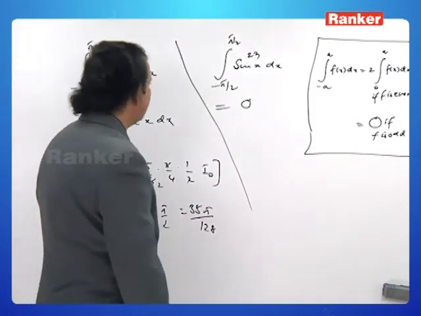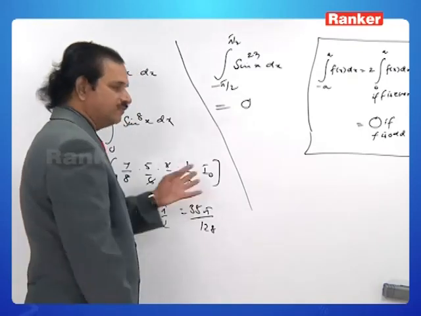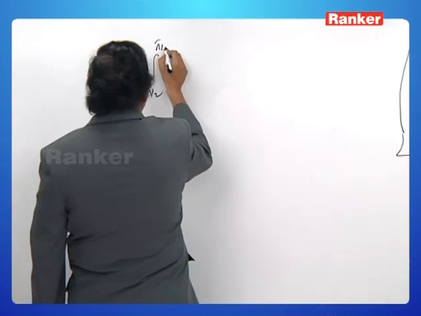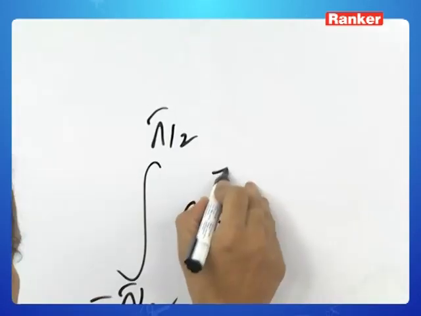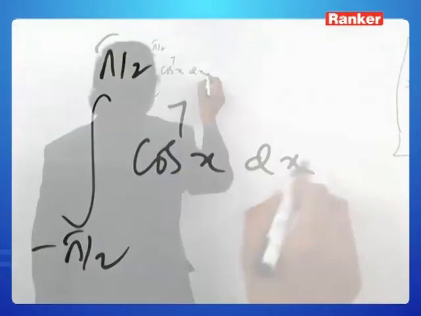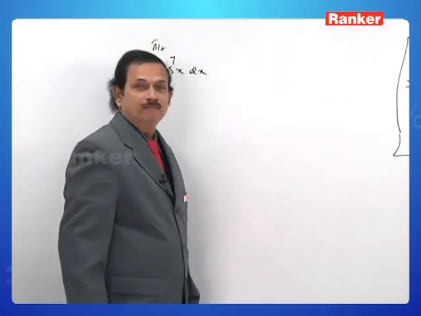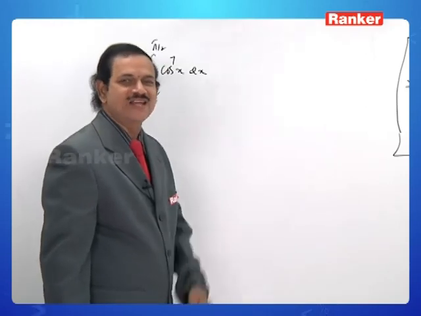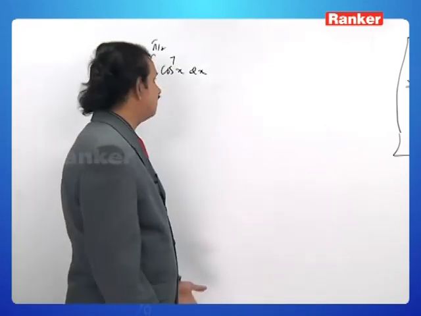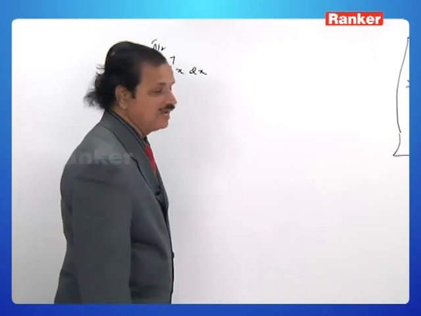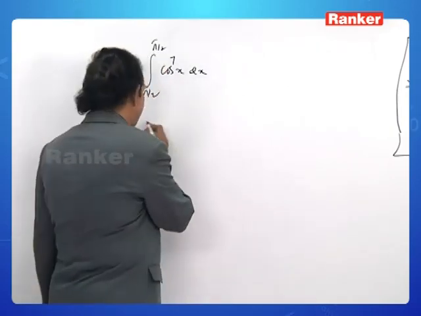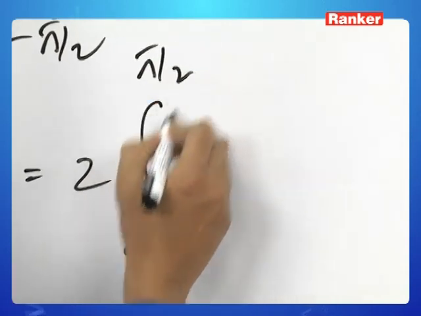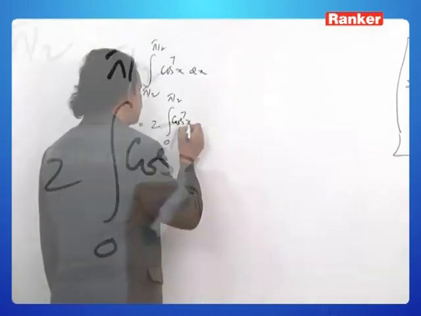Well, let us observe one more example of this sort. Integral minus pi by 2 to pi by 2 cos power 7x dx. My dear friend, 7 is an odd number. Even then, cos x is an even function, you see. So cos power 7x is also an even function. Hence, as it is an even function, you can split this as 2 into integral 0 to pi by 2 cos to the power of 7x.